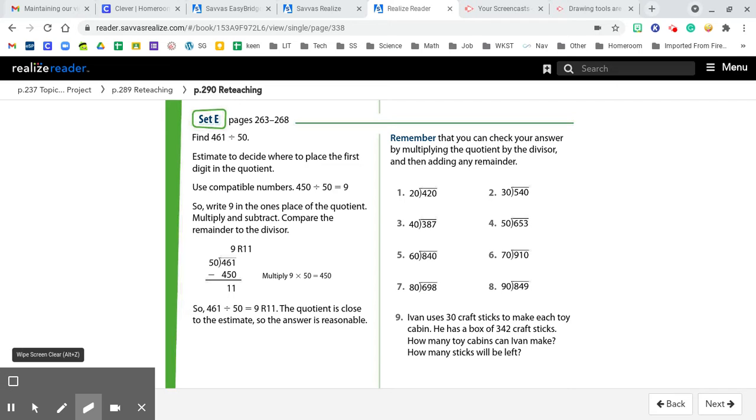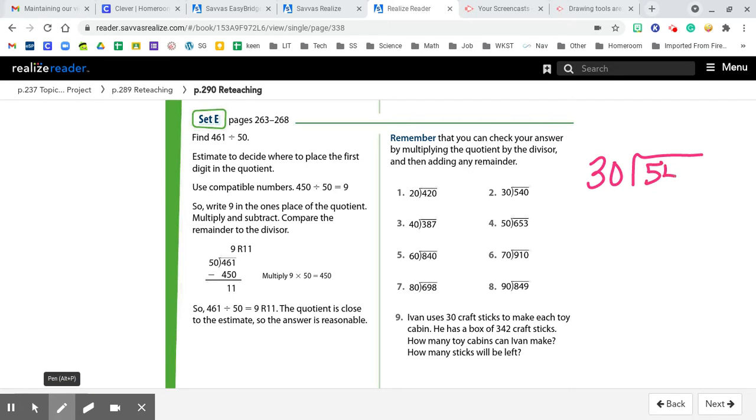Number 2, 30 goes into 540. Again, I could use partial quotients.